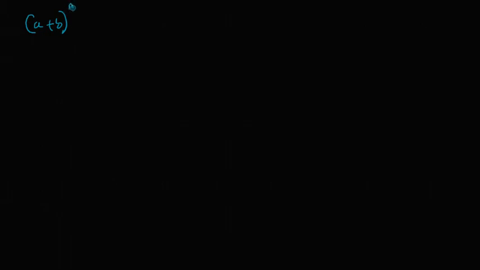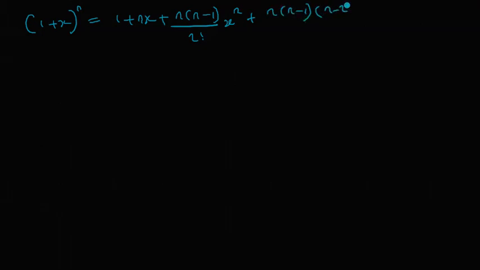when it is being expanded to the power of n, but usually when it comes to the binomial theorem, we don't write a plus b, we write actually 1 plus x, because we can always factor out a to make this 1 plus x. So this is the general binomial theorem: (1 plus x) to the n is 1 plus nx plus n times (n minus 1) all divided by 2 factorial x squared plus n times (n minus 1) multiplied by (n minus 2) all divided by 3 factorial x cubed, and the pattern continues this way.